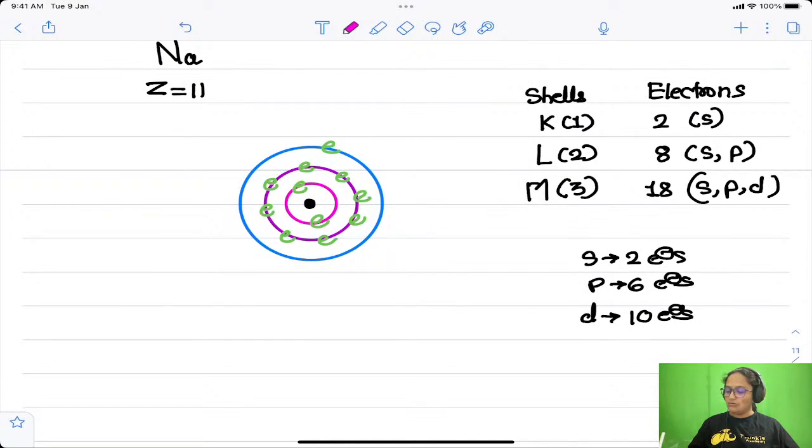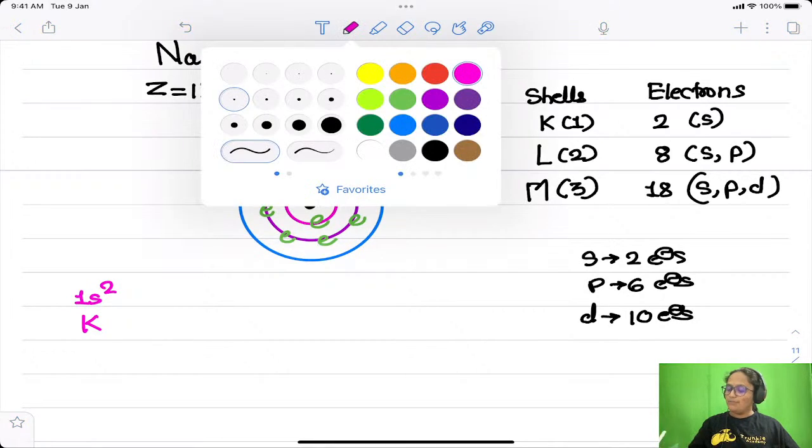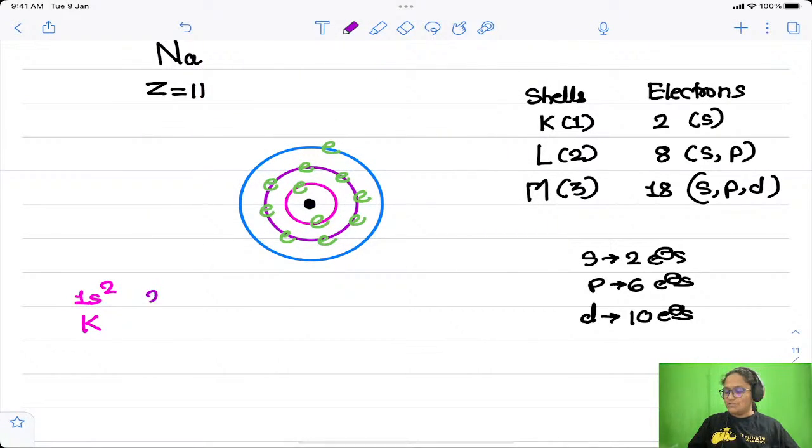Now let us draw the electron configuration. First of all, for the K shell, it is always 1s2. Then for the L shell, which is 2s2 and 2p6, completely filled, right? Yes, this is for the L shell. And then I'll write down the M shell. Now in case of M, 3s, 3p and 3d are there, right?